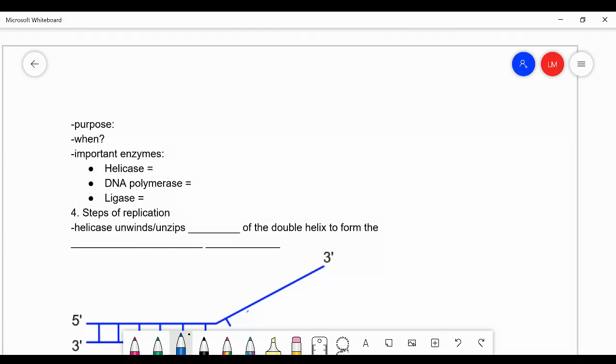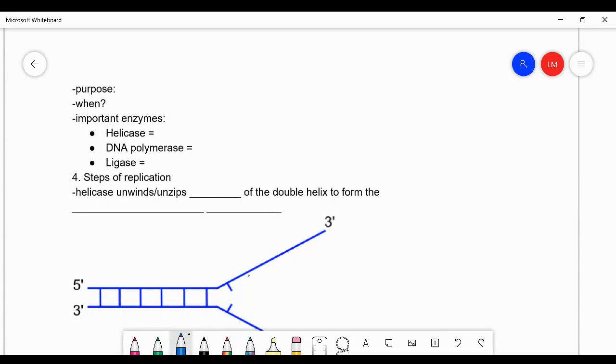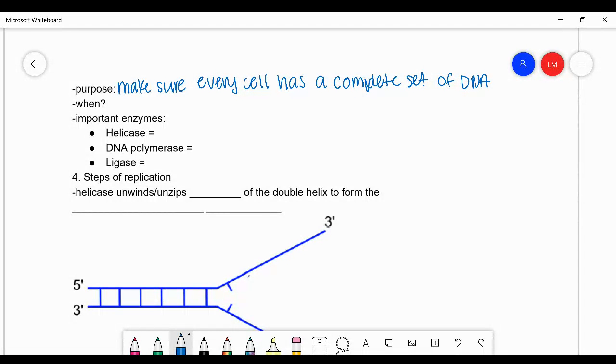The purpose of DNA replication is to make sure every cell has a complete set of DNA. This process is going to happen before both mitosis, which is coming soon, and meiosis, which is coming soon, but not as soon as mitosis.